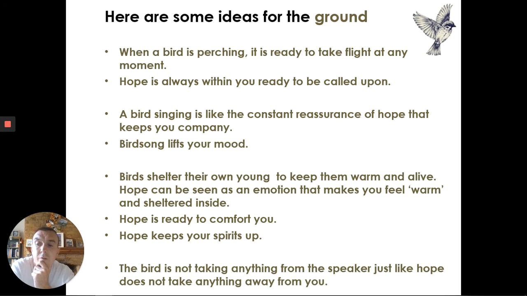And then lastly, never ask anything at all. The idea that the bird isn't taking anything away from the speaker in the poem, just like hope doesn't take anything away from you. The idea that hope is a positive force. Never ask for anything. It's just something which can be really positive. Okay, great. So we've gone through the tenor, hope, vehicle, little bird, and there we've got the ground, so the reason why.